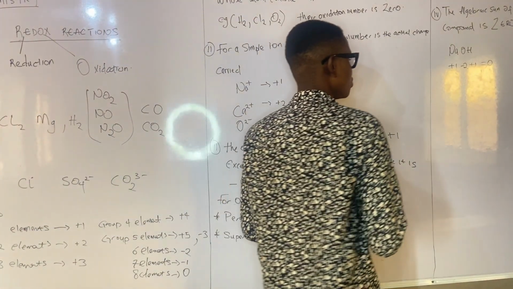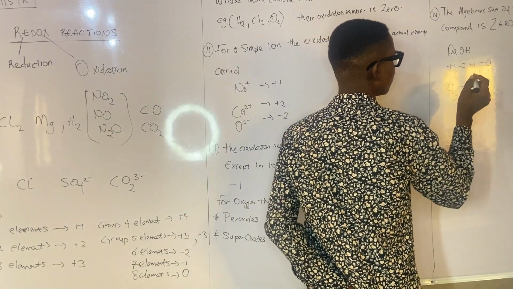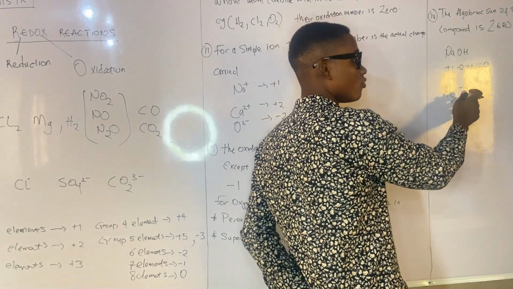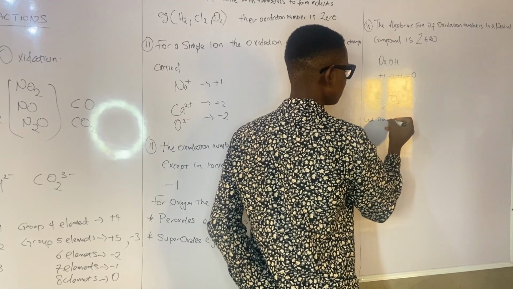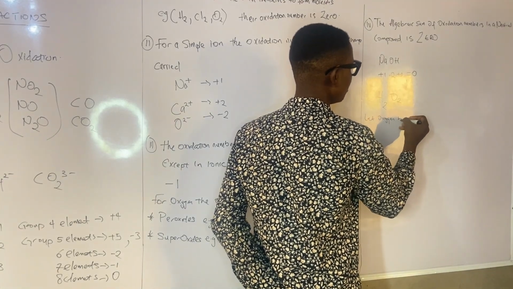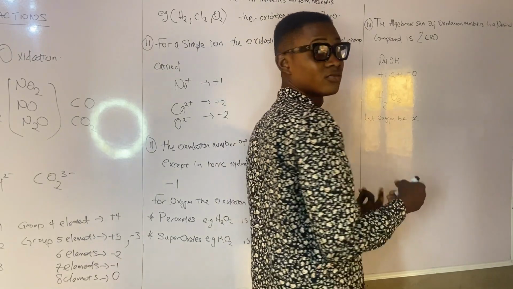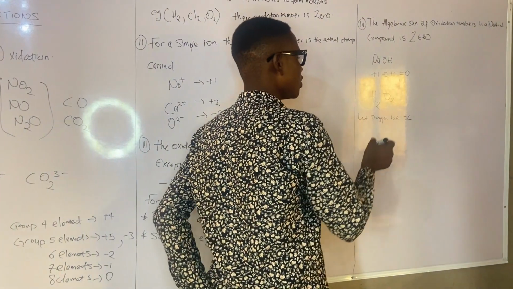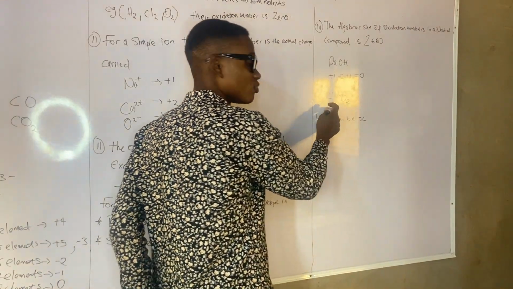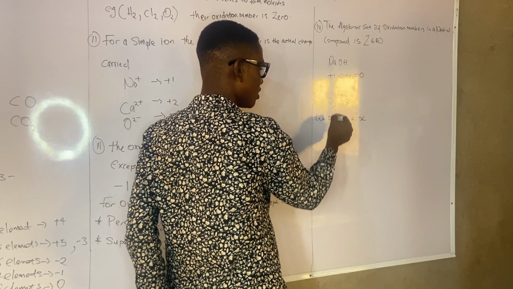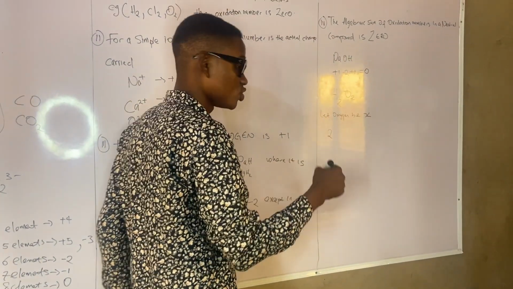So let's calculate the oxidation number of oxygen in hydrogen peroxide, H2O2. So we can write, let the oxidation number of oxygen be X for easy calculation. It's not really compulsory, but you can do it your own way. And everything will be equal to what? 0. So put 2 times the oxidation number of hydrogen, which is 1.